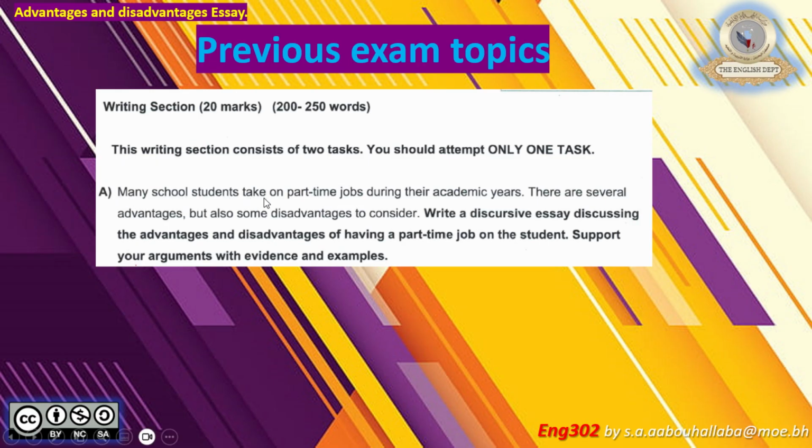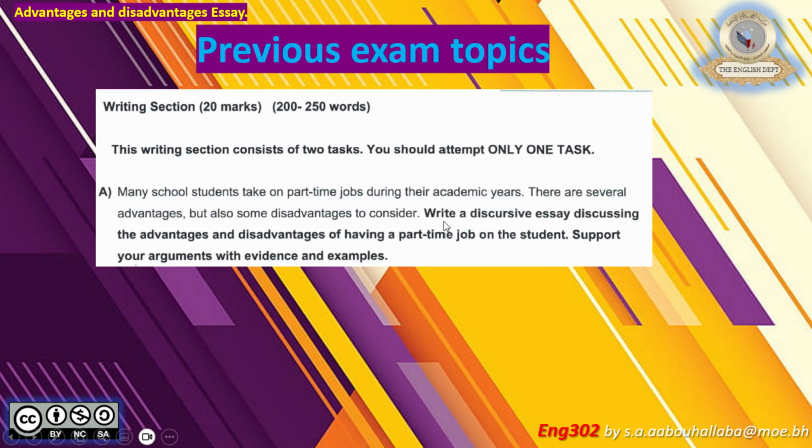Many school students take on part-time jobs during their academic years. There are several advantages, but also some disadvantages. This is very clear. Words like these are going to be keywords that will tell you that this is an advantages and disadvantages article or essay, not an opinion essay.